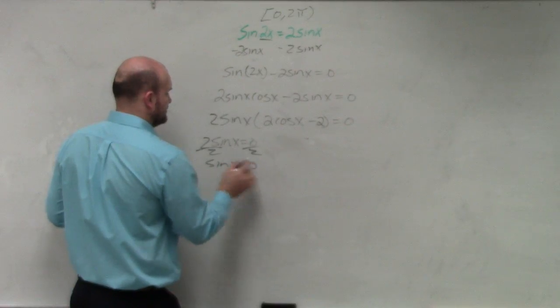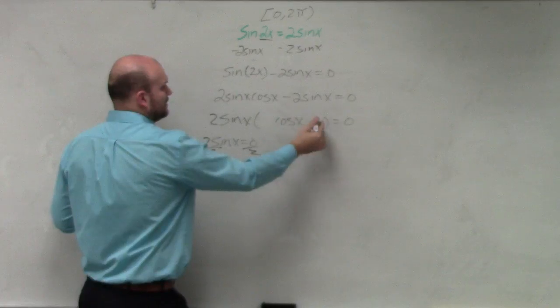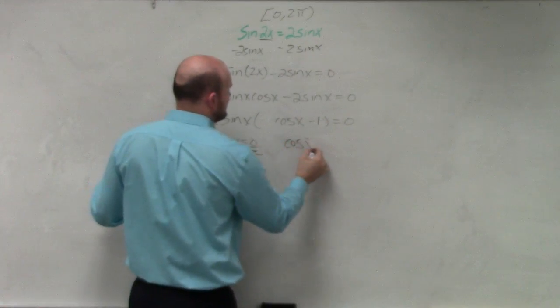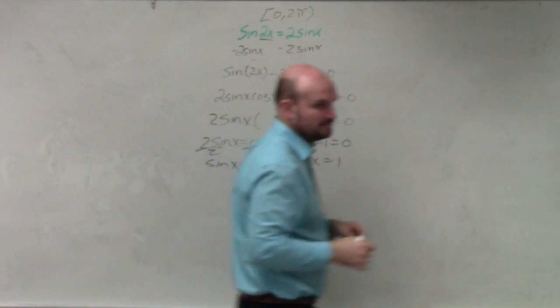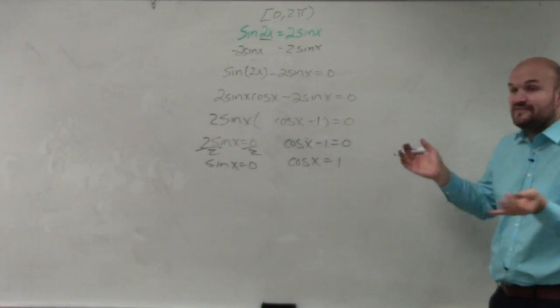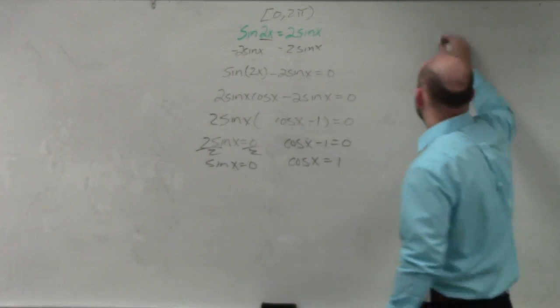I overlooked that 2. So we can have sine of x equals 0. So if I factor out the 2, then that's 1. So therefore, I have cosine of x minus 1 equals 0. Cosine of x equals 1. So I need to figure out what are the angles when sine of x equals 0 and cosine of x is equal to 1.